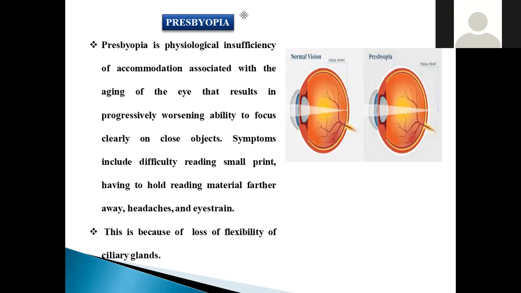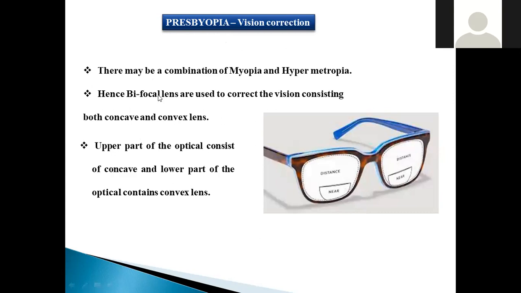Now, let us go on to how it can be corrected. How can we correct this kind of defect? In order to correct this defect, here we have to use a bifocal lens.